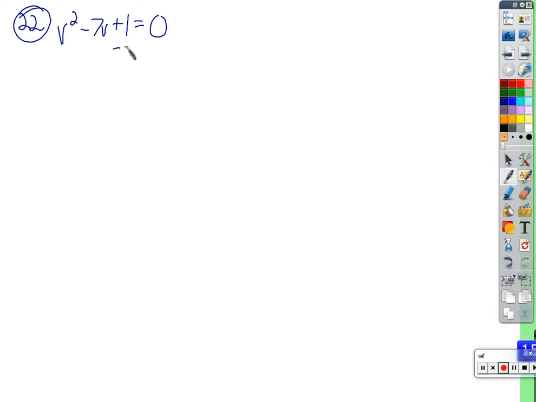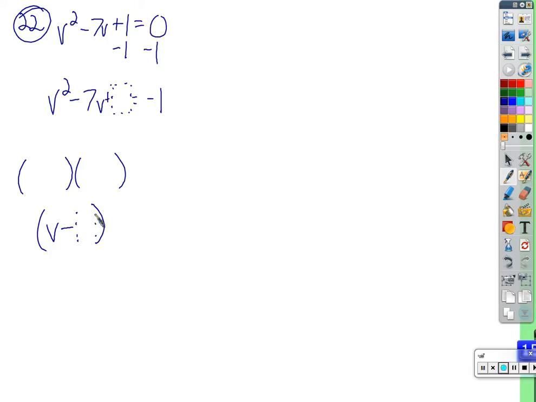Just as a practice, if you're going to use completing the square, it's a pretty good idea to just go ahead and get rid of that constant, cancel it out, move it to the other side, whatever you want to call it. So we've got this, finding this number is what we've done in the last two problems. The idea here is we want to have v minus something, and we want to have that squared. Because on the other side, we'll have some number and we'll take the square root of both sides to cancel out that square. The idea behind the whole thing. That's why we're doing this.